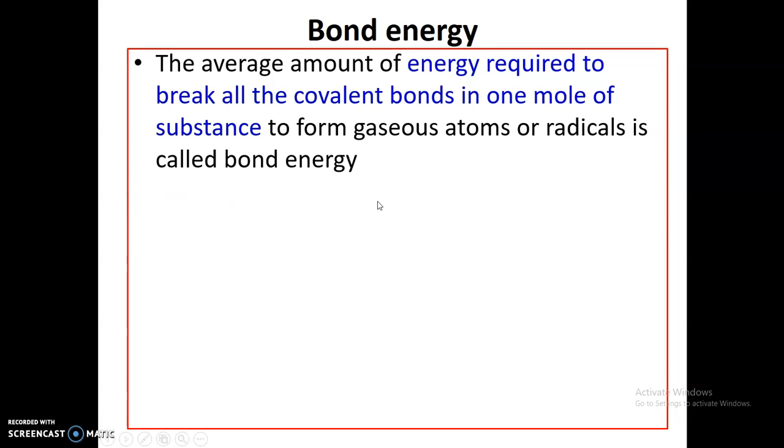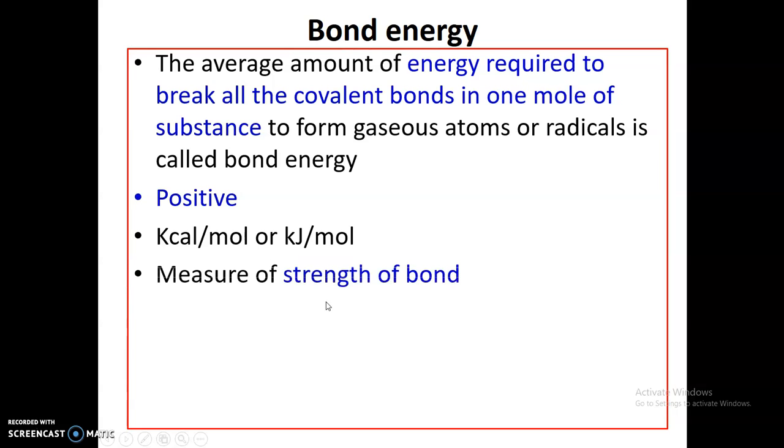Actually, after breaking a covalent bond between two atoms, there is formation of either free atoms or radicals, maybe free radicals, ions, or like that. So it is always positive. Bond enthalpy is always positive. That is, energy is needed to break the bond between two atoms. Bond enthalpy or bond energy is measured in kilocalorie per mole or kilojoule per mole.